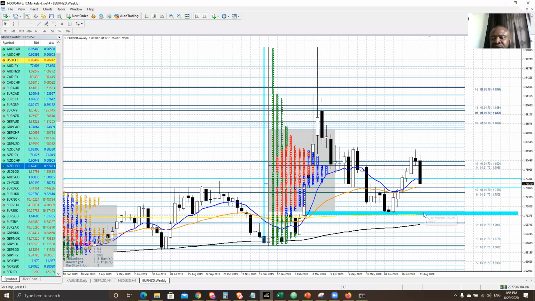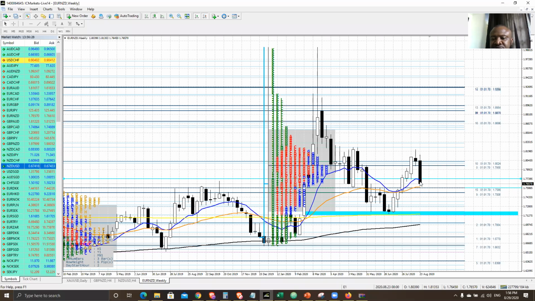And I don't want to be a buyer until price comes down to an area like this on the Euro New Zealand. Everything that is telling me that we have strong initiative sellers are the ones in control. So you don't want to go against that. And you're seeing, according to the structure, this high and these two lower highs is telling us that the pressure is to the downside. So be careful on the euro against the New Zealand.